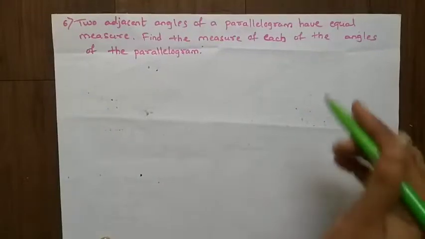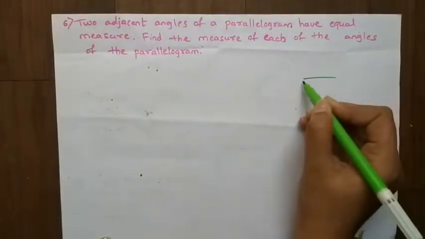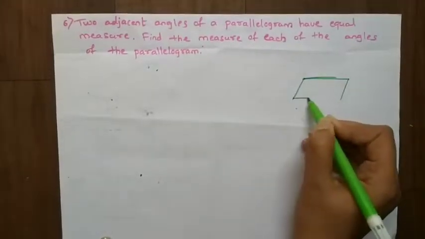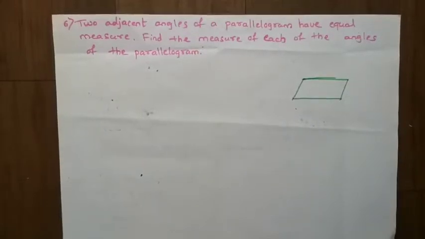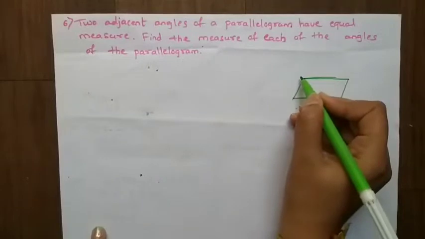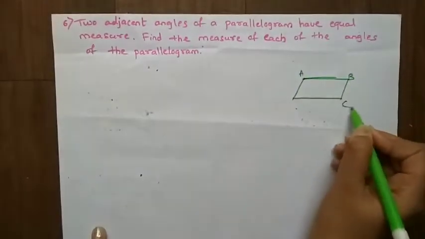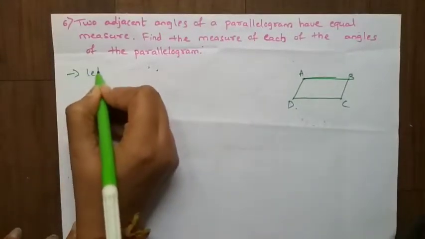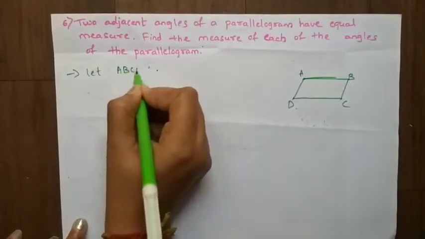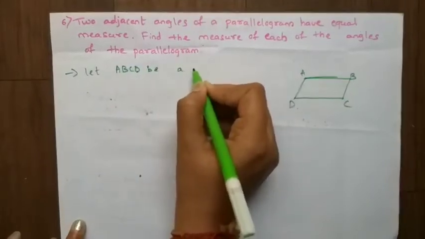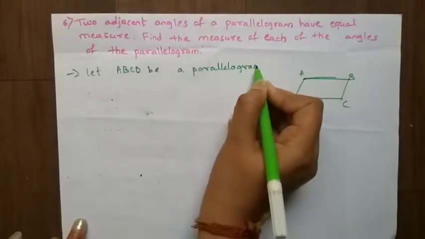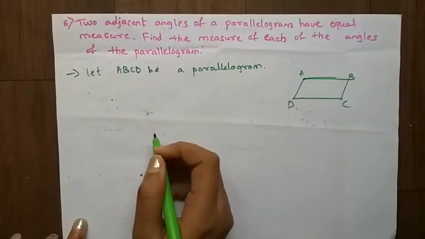So first I will draw a parallelogram figure. Yes, it is a parallelogram figure. First label this figure. You can give any variable name. So I am giving the name ABCD. Here ABCD is a parallelogram. So right here, solution: let ABCD be a parallelogram.